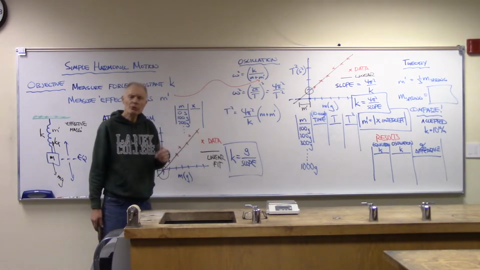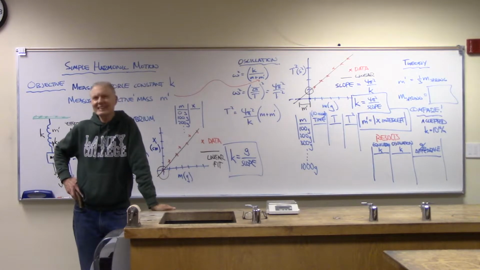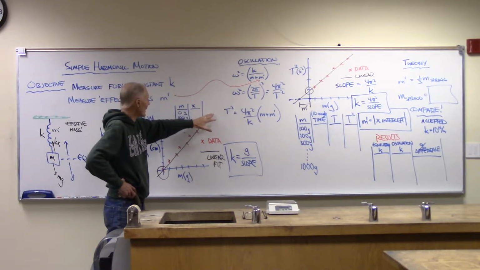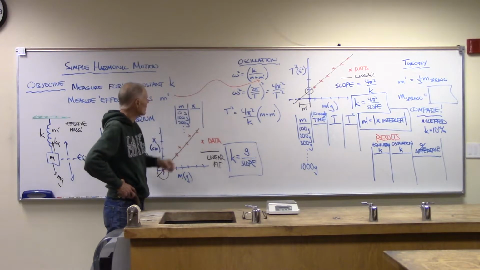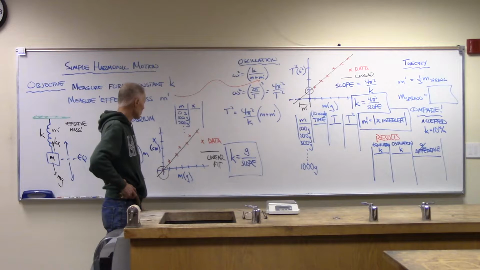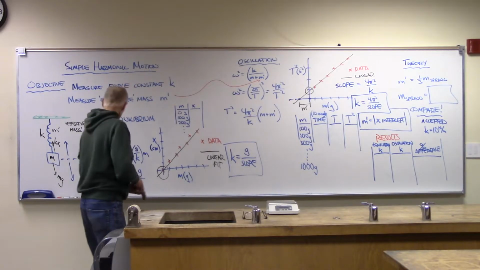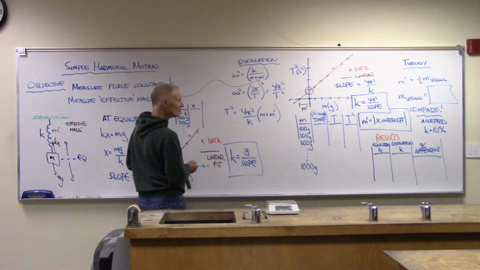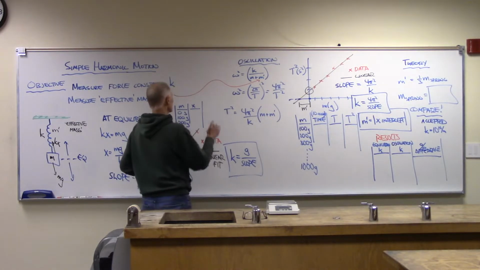I guess I could also get values of k from individual measurements. So we could get values of k individually. We could add a k column here if we wanted to. That's actually not a bad idea. Maybe I'll add that in.